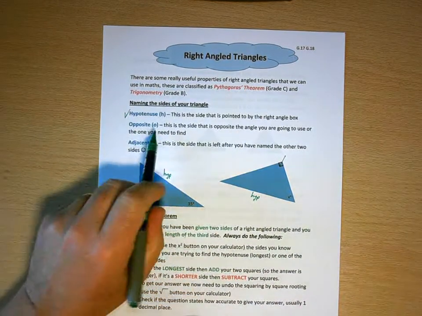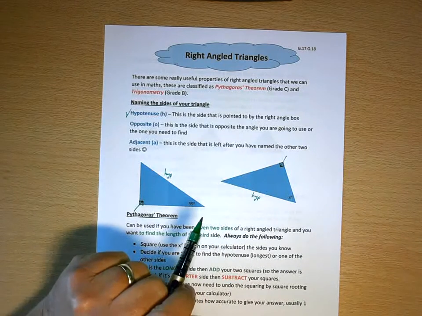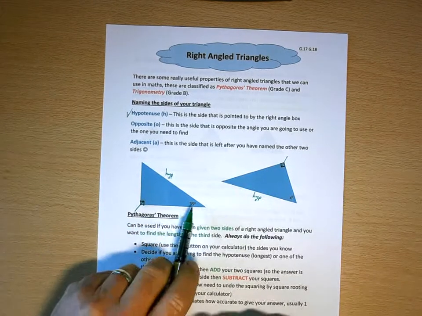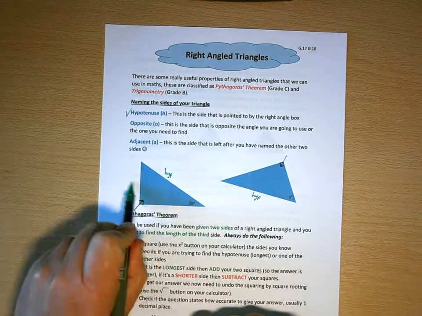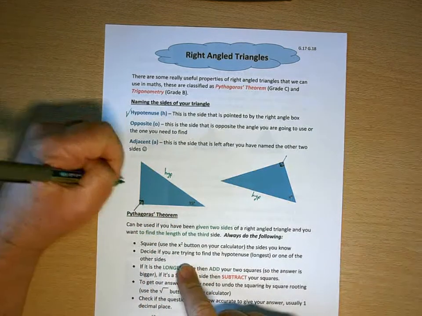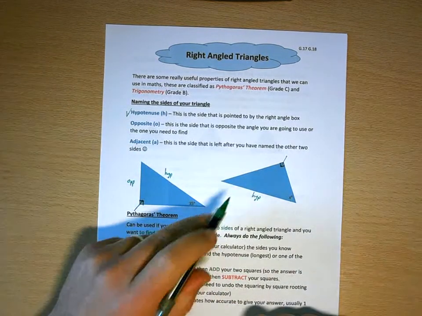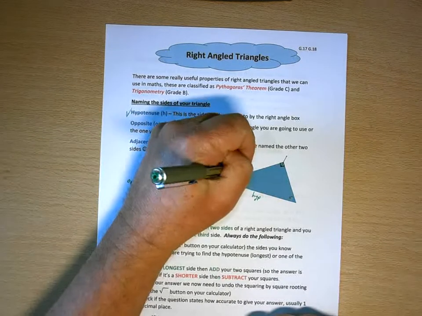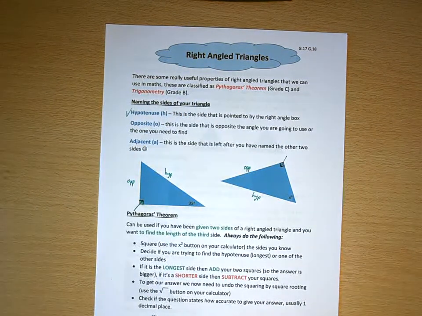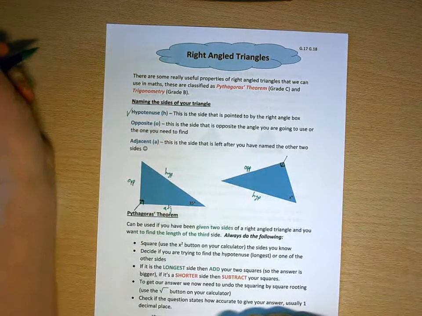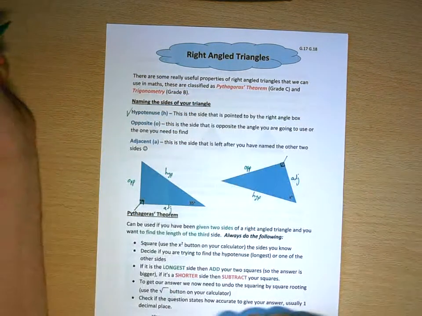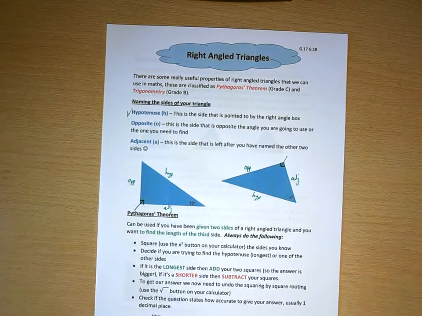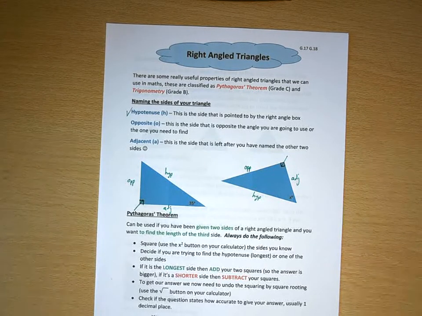The next one is the opposite, and the opposite is the one that's opposite either the angle you're given or an angle you're trying to find. So in this one, I'm given that that angle is 35 degrees, so the opposite is this one. In this triangle, I'm trying to find this angle, which means that is my opposite. And then the adjacent is the one that's left. So that's going to be my adjacent. So you need to be able to correctly go through that process of naming the sides of the triangle.